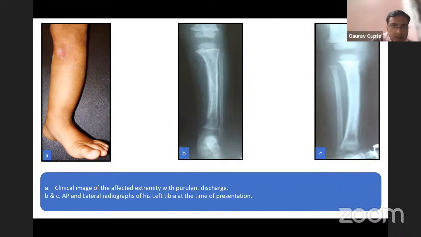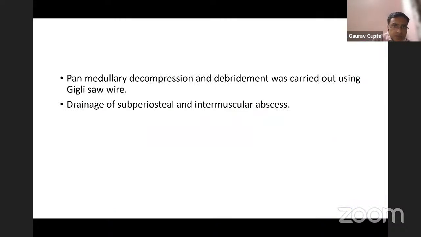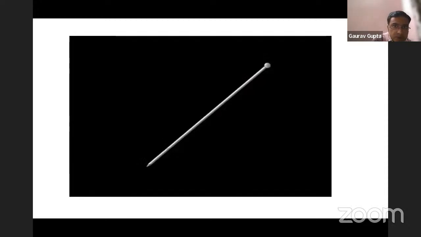Yeah, right. Go ahead. So we can see on the MRI that there is a significant periosteal elevation and intramedullary collection throughout the canal. As learned from sir, pan-medullary decompression and debridement was carried out using a Gigli saw wire, as we can't use solid reamers from a single port, or we have to make multiple entries or slit the bone. To avoid all those things, we use Gigli saw wire, and drainage of subperiosteal and intermuscular abscess was also done. So this is a small video to show how it is done and why it is done.